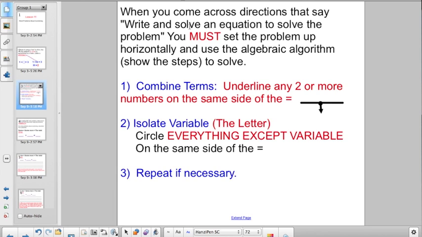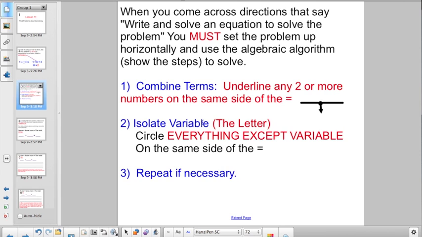So when you come across any directions that say write and solve an equation to solve the problem, you must set the problem up horizontally and use the algebraic algorithm, meaning show the steps to solve. Here are your steps again. When you combine terms, you underline any two or more numbers on the same side of the equal sign. You underline them and then you just bring your answer straight down when it's time.